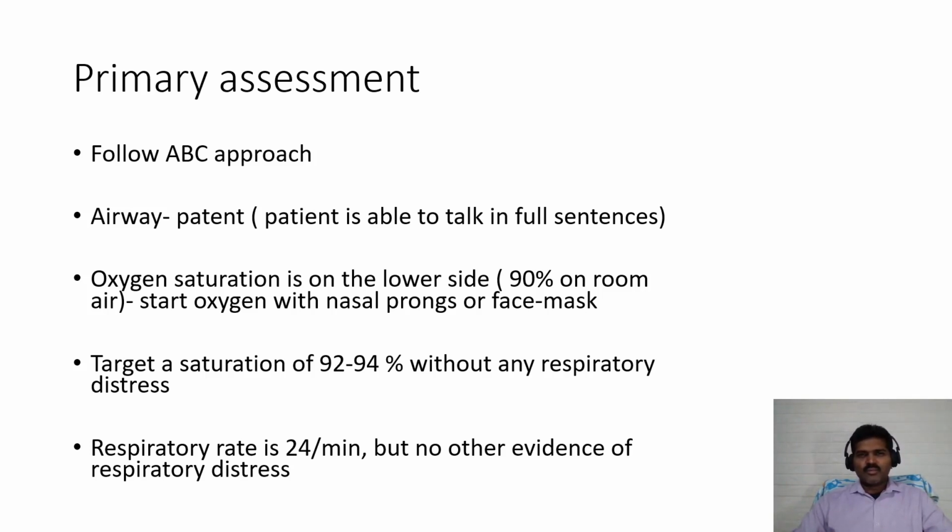Oxygen saturation is on the lower side with 90% on room air. We start oxygen with nasal prongs or face mask because hypoxia could induce ischemic symptoms, which the patient is presenting with. Your target saturation is always 92 to 94% without any respiratory distress. Respiratory rate in this current patient is 24 per minute, but there is no evidence of any other respiratory distress as per the scenario given.